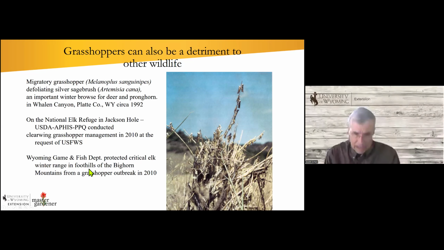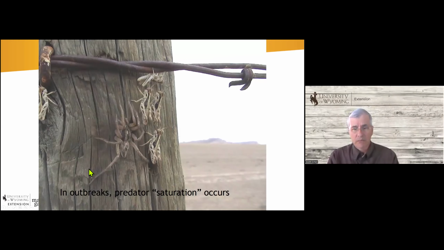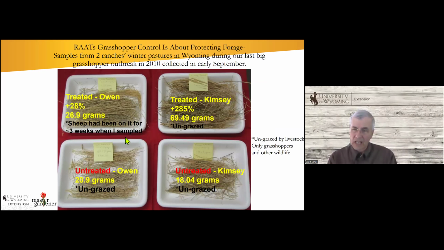So in outbreaks, a lot of times you get predator saturation. Here's a big wolf spider just surrounded by perfectly suitable prey for a spider head size. It can't eat any, it's just saturated. Grasshopper control really is not about killing grasshoppers. It's about protecting the forage that you need for your livestock.